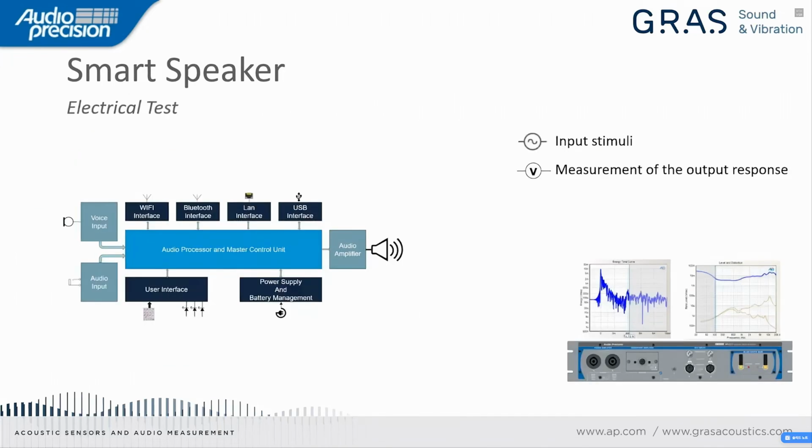If we look at the different tests, then we can divide the test up in two. We can divide it up in electrical test and acoustical test. We will start with the electrical test. With the electrical test, from a generator, from an analyzer, we will send in an input stimuli, a frequency, a voltage, and then we will measure the output response of the block of the device.